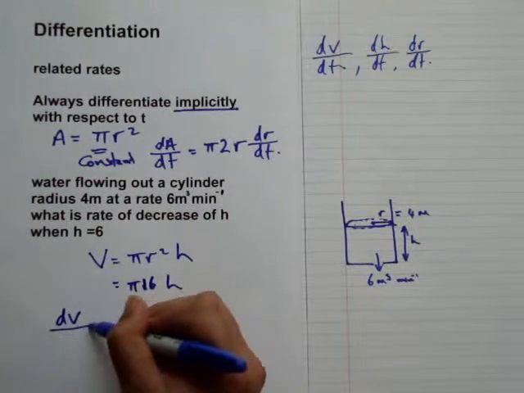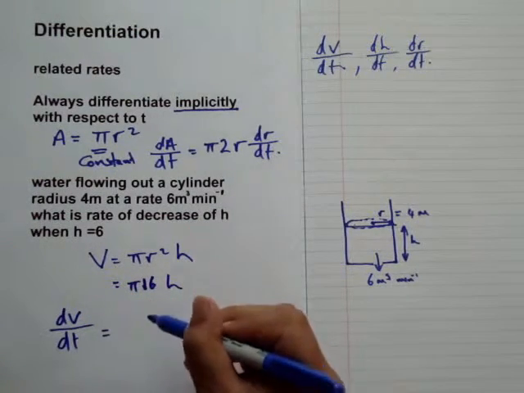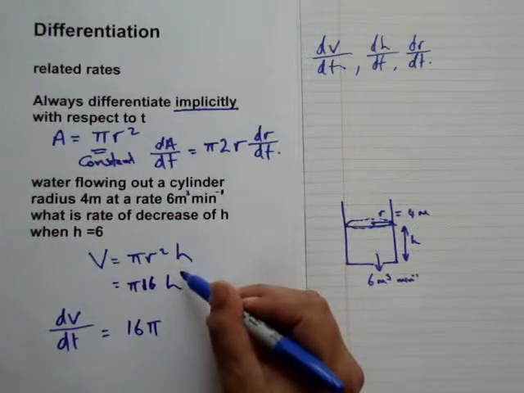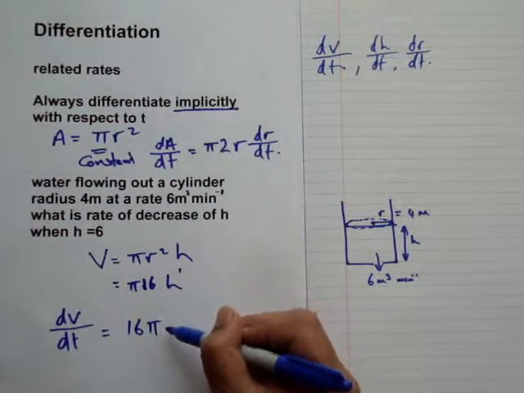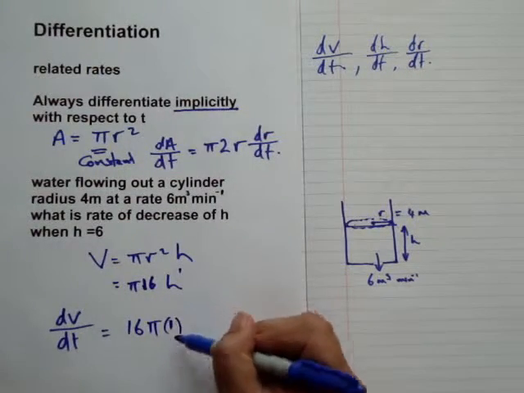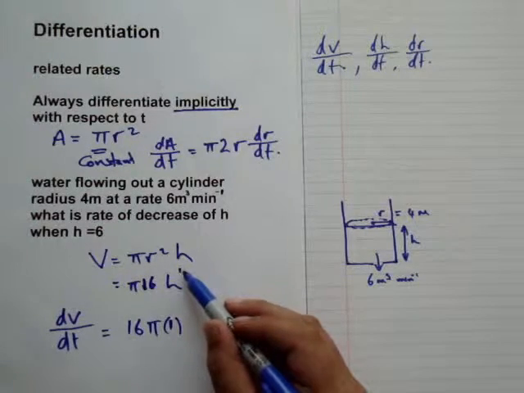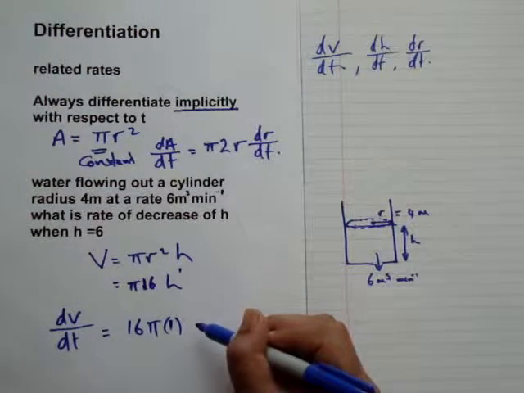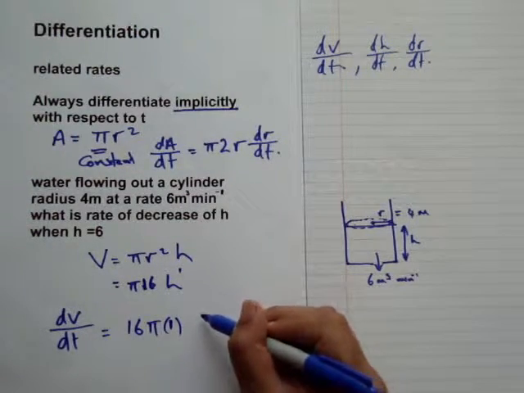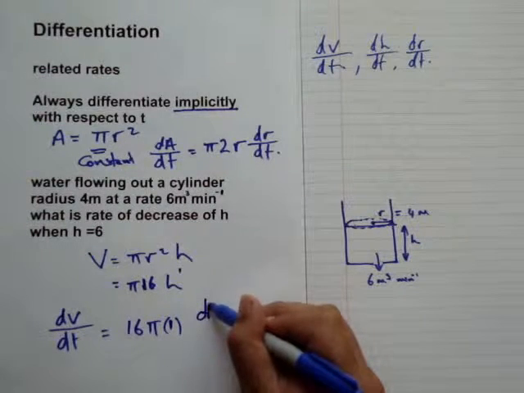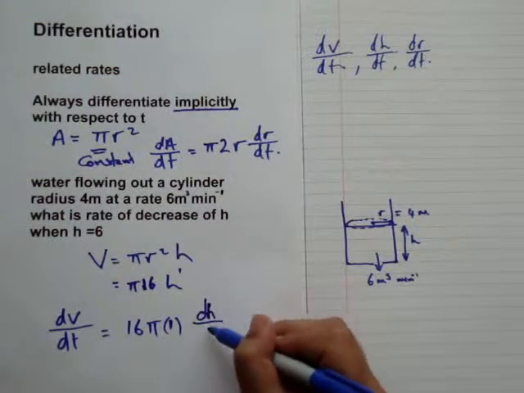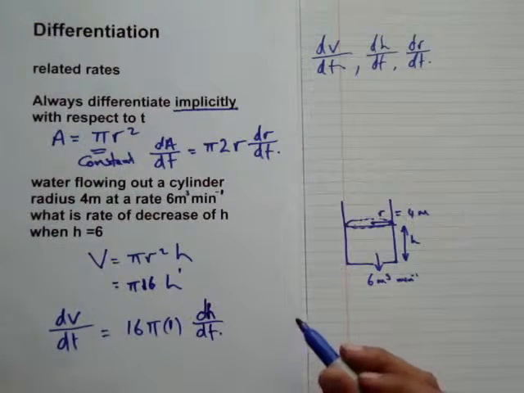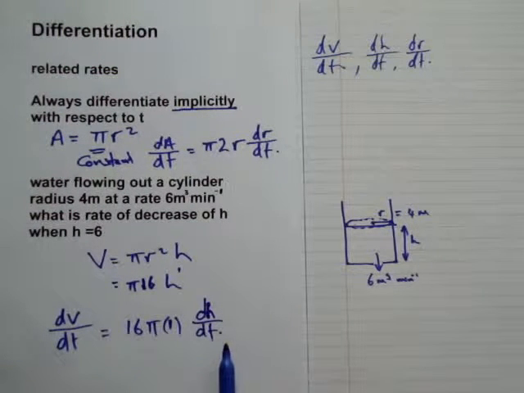and we differentiate, that becomes 16 pi, and h can be considered as having a power of 1, so we bring the 1 down, then the h becomes 1 minus 1, which is 0, and it's eliminated. And because we're differentiating with respect to t, we get dh by dt. So this becomes 16 pi dh by dt.